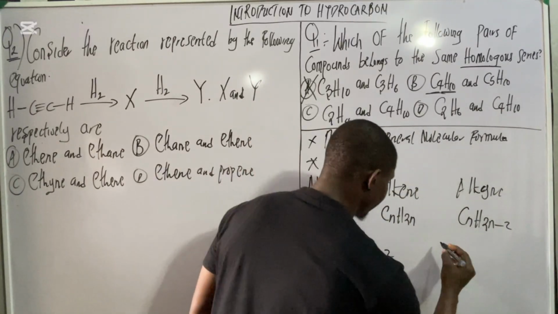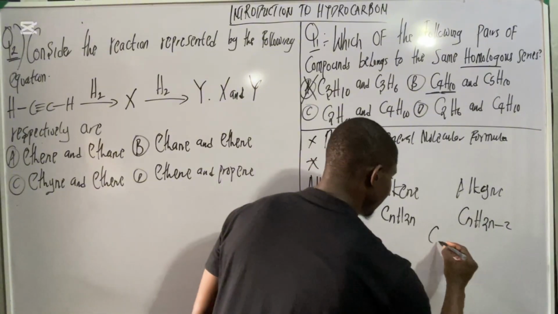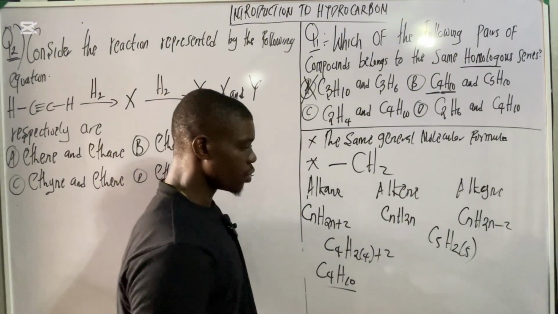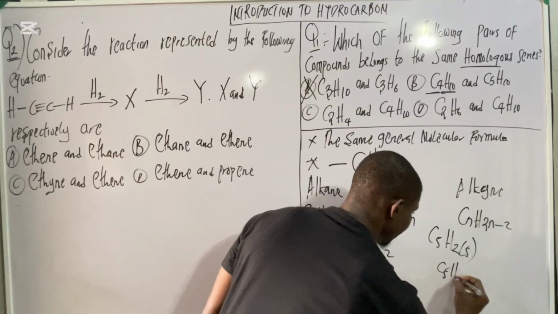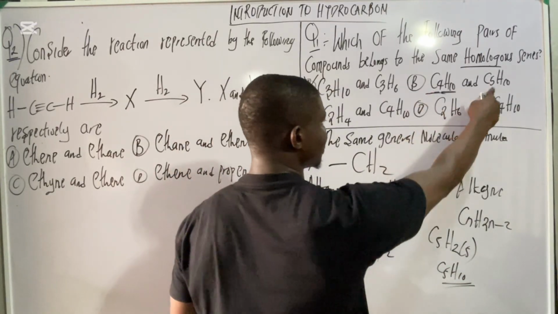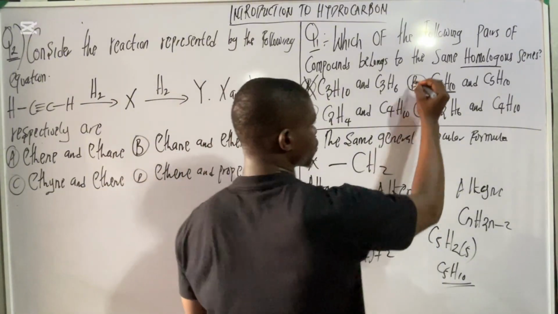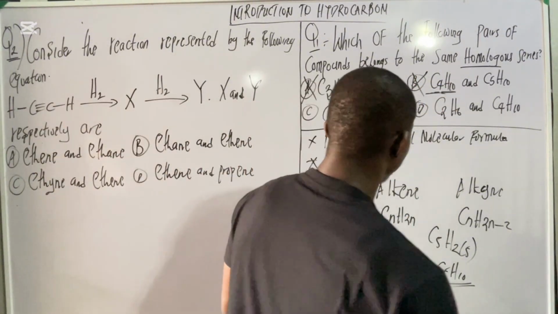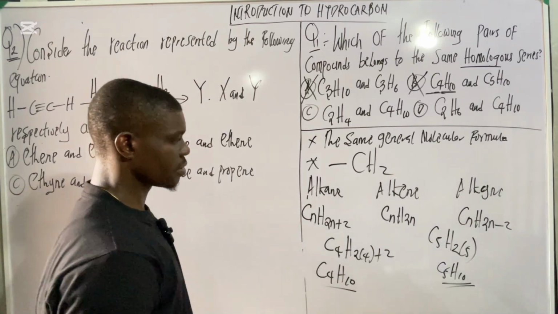So if you check there, here we have C5H10. That is it. So you say that this one is an alkane, this one is an alkene. This one is not correct. They are not in the same series. Open your side. They are not in the same series.